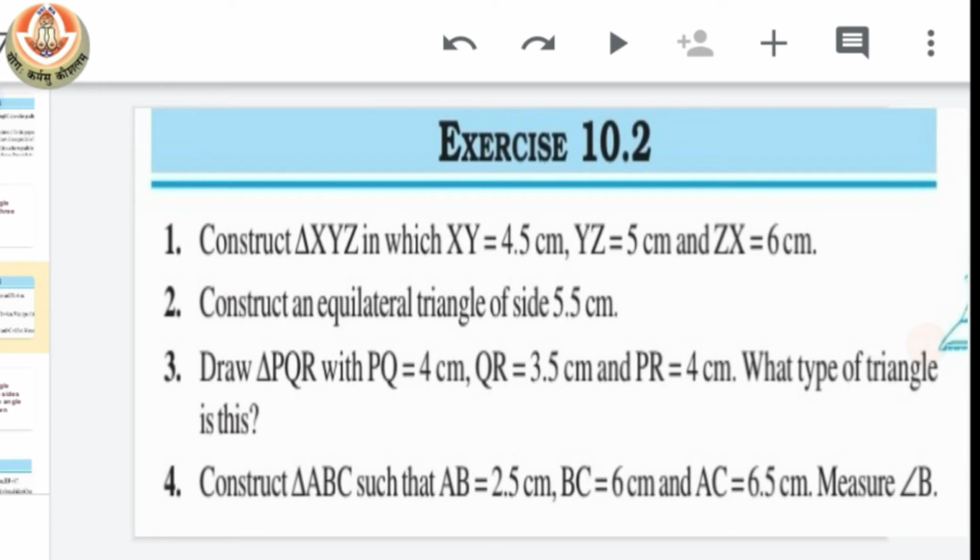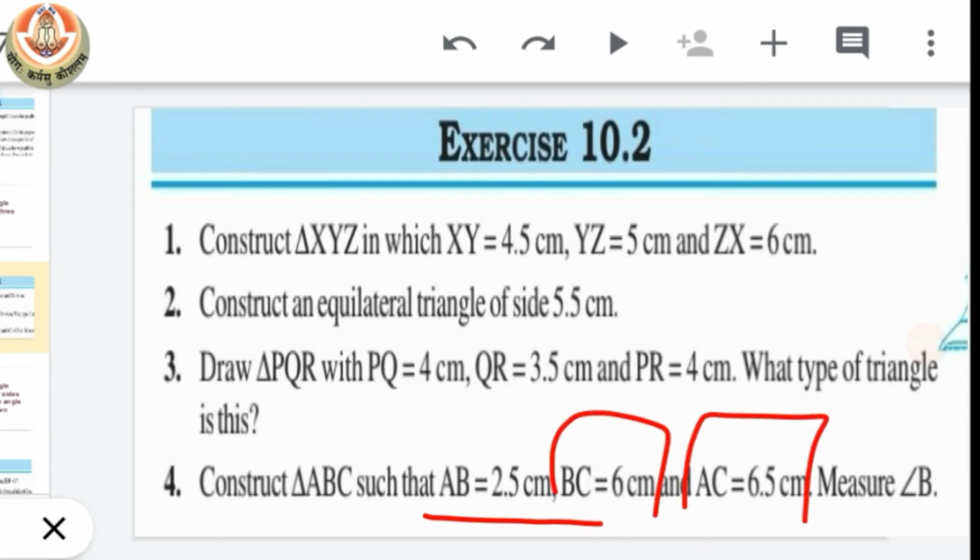And now the last question of this exercise is we have to construct a triangle named ABC in which AB is of 2.5 centimeter, BC is of 6 and AC is of 6.5 centimeter. And at the end we have to measure angle B also. So let's construct the triangle first, then we will easily measure angle B with the help of a protractor.